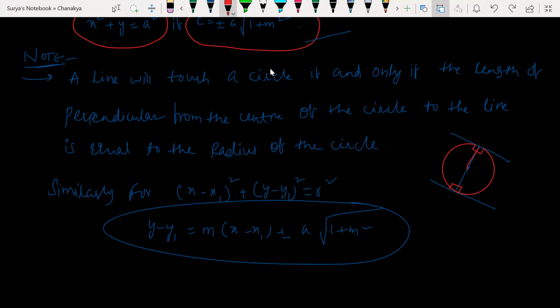When the line will touch, if and only if the length of the perpendicular from the center of the circle to the line is equal to the radius of the circle. This one. Both are equal, he is saying. If and only if both are equal then only the line touches. That's what he's saying. A line will touch a circle if and only if the length of the perpendicular from the center of the circle to the line is equal to the radius of the circle.